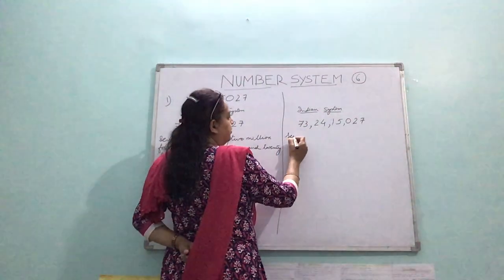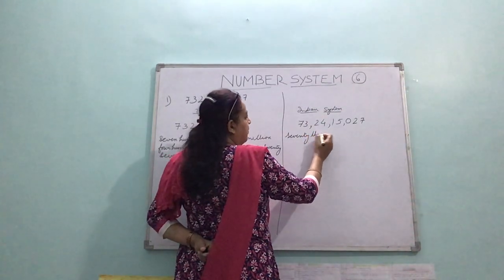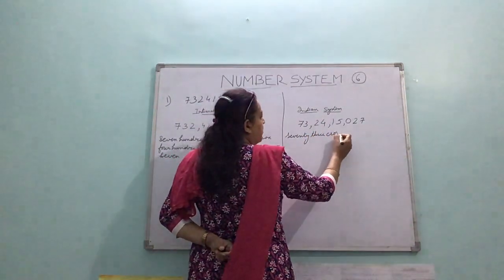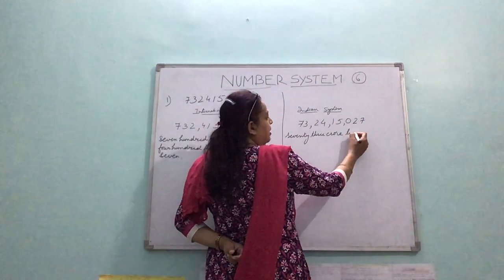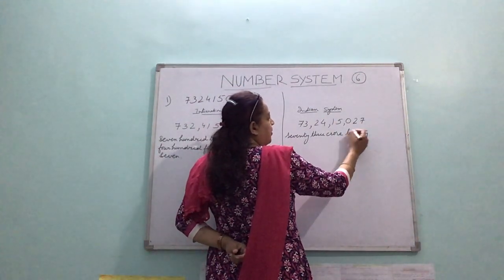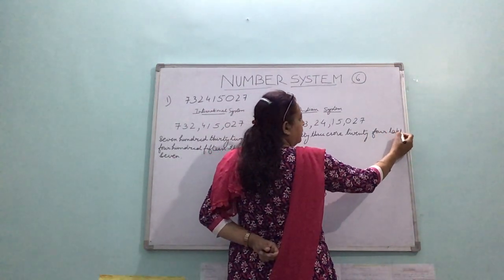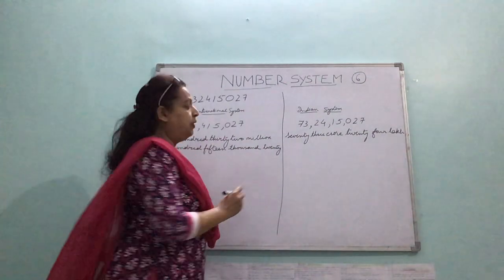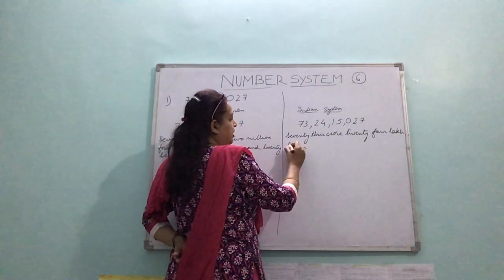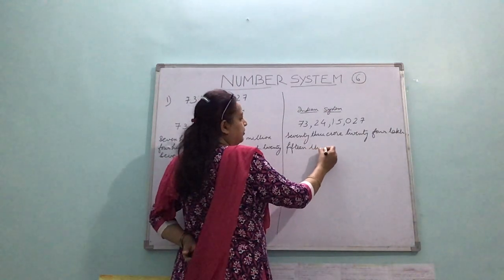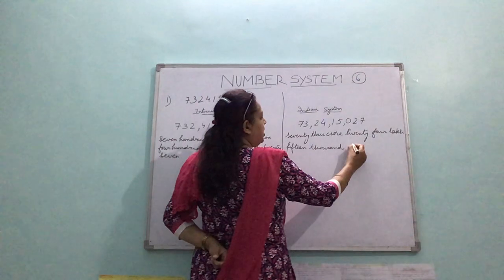So the number name would be 73 crore 24 lakh 15,000 27.